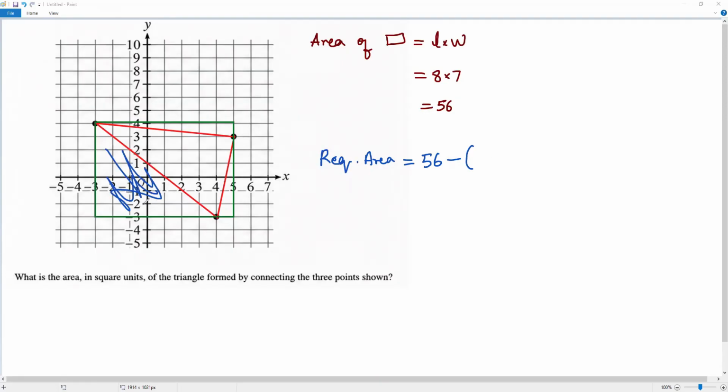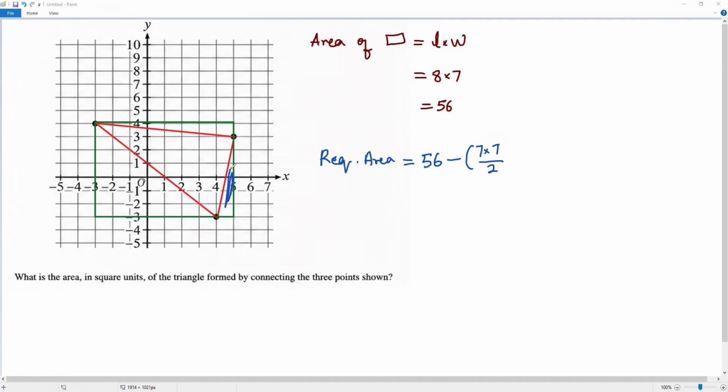We know the formula to find the area of a triangle is base times height divided by 2. This represents the base of the triangle and this represents the height of the triangle. Here, the base of this triangle is 7 units. The height of this triangle is 7 units, the same. So base times height, that is 7 times 7 divided by 2. So this is the area of this triangle.